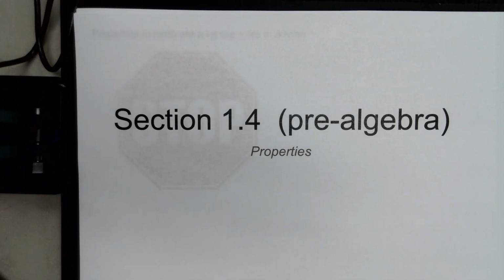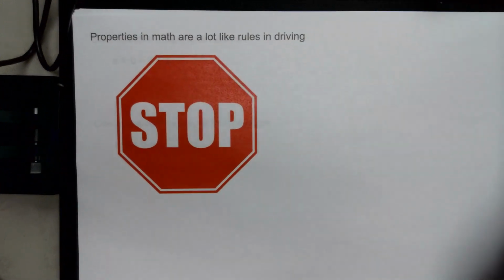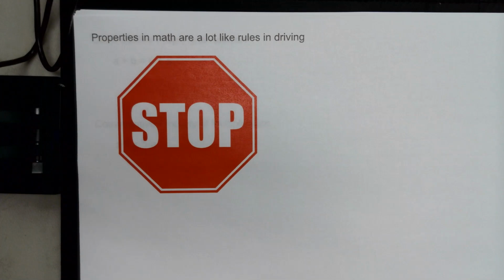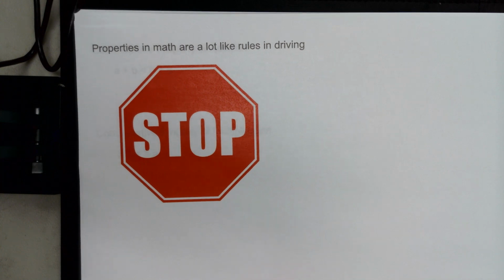We're going to discuss section 1.4, and this has to do with properties. Properties in math are kind of like laws, if you will. A lot of the times they're laws that we use all the time, but we don't even think about, we use naturally. Just like if you're driving and you saw that particular sign, you don't go through the whole process of going, oh, that means I need to put my foot on the brake. I think it means I'm supposed to stop. You would automatically just stop the car when you saw that sign.